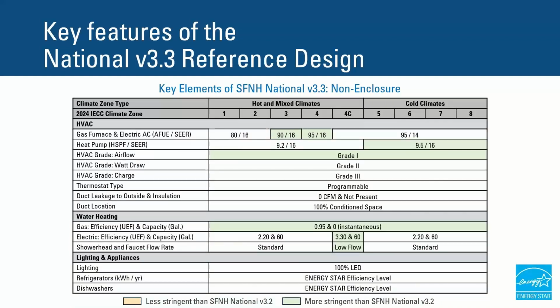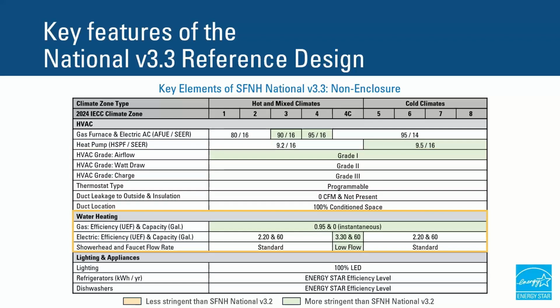Now let's take a look at the non-enclosure measures. For homes with a gas furnace and an air conditioner, we've advanced the furnace efficiency in climate zones 3 and 4. For homes with electric heat pumps, we've improved the heating efficiency in climate zones 5 through 8 from 9.2 to 9.5. And for HVAC installation, we've improved the airflow to grade 1 while keeping the other grades for watt draw and refrigerant charge the same.